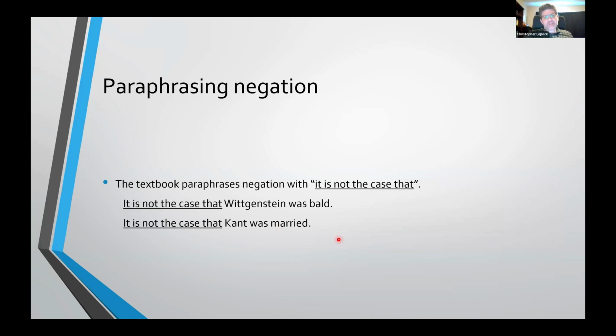As you get more practiced with doing paraphrases, you may want to shorten this. Often, what people will do is just shorten it to underlined not. So that would just be not Wittgenstein was bald, not Kant was married. At this point, you're not technically dealing with English sentences anymore, but once you've gotten the hang of the paraphrasing method, it may help you, even though it's not technically grammatical.